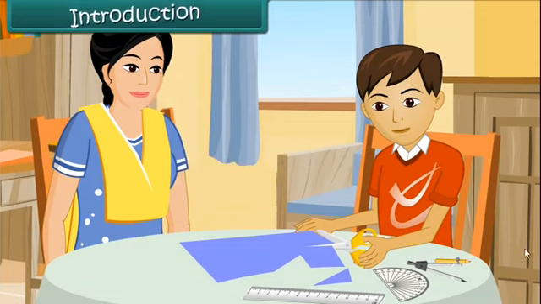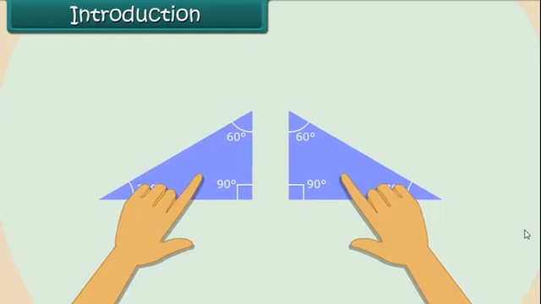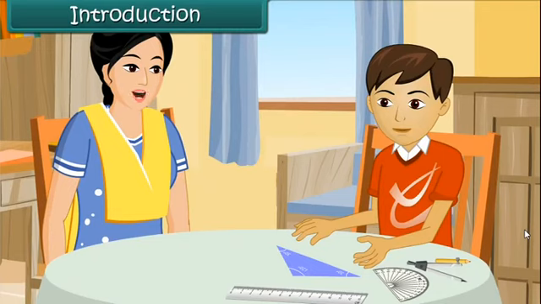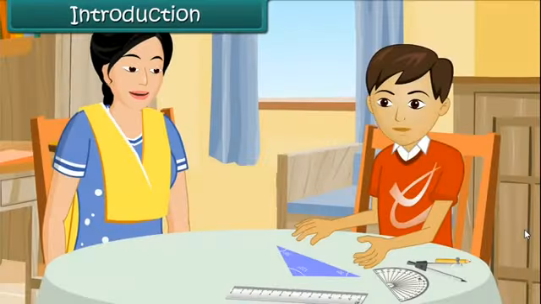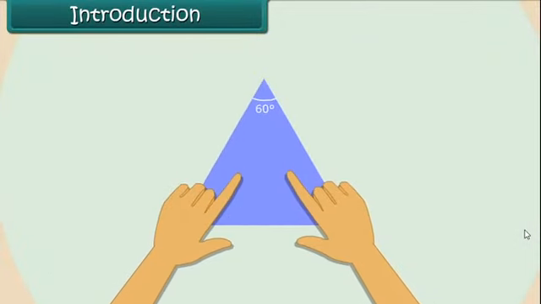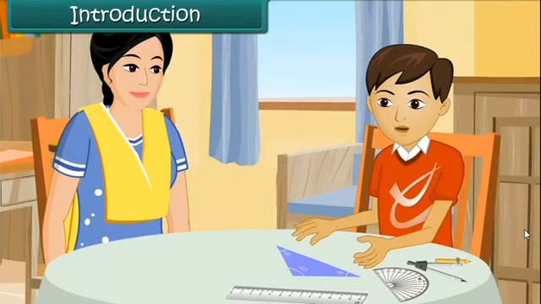Mom, look, I made a new triangle by joining two identical right-angled triangles. That's great, Nick. Did you observe the sides and angles of the new triangle? Yes, Mom. Two sides and two angles are equal. Wonderful. Now join two right-angled triangles to create a new triangle with all sides and all angles equal. I have done that as well, Mom.